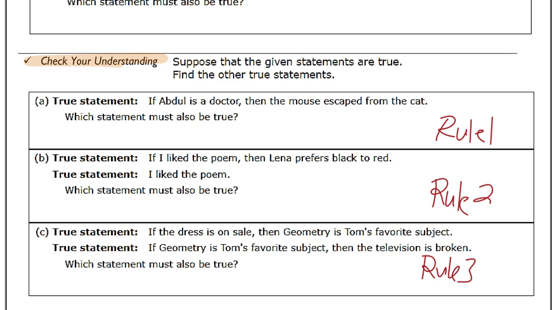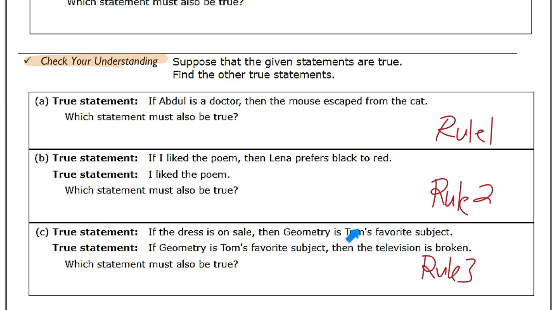So if you did try, this one's that rule of contrapositive. Again, it just gives you a statement. Notice how those are two statements that are true. This is just one of the true statements. That's a good dead giveaway that you can only apply that rule of contrapositive. So it's like, again, if not this part, then not this part. This is a true statement. If I like the poem, then Lena prefers black to red. I liked the poem. Well, then Lena has to prefer black to red. That's Rule 2, that law of detachment.